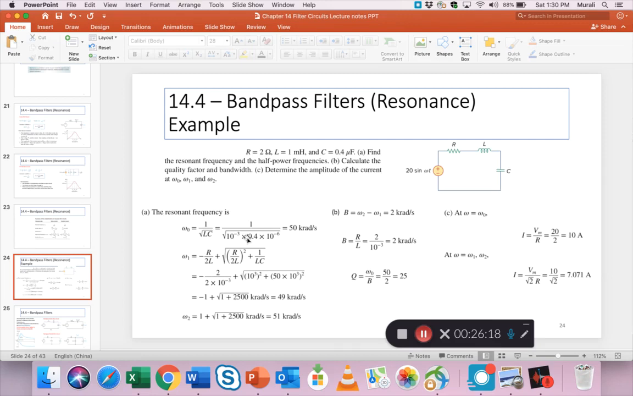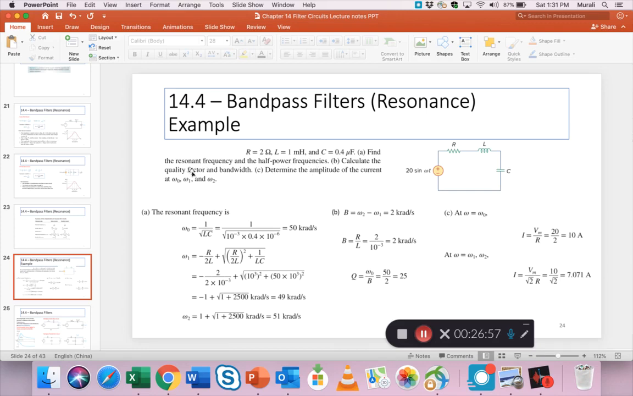So there's no rocket science here. Let's quickly look at it. Given RLC, find the resonant frequency, which is omega 0, the midpoint of the band, and then the half power frequencies, which are omega 1, omega 2. This is what they are called when we are only talking resonance. When we move to filters, we call it the mid frequency, or mid band frequency, and then the corner frequencies. But in resonance, we only use the words resonant frequency and half power frequency.